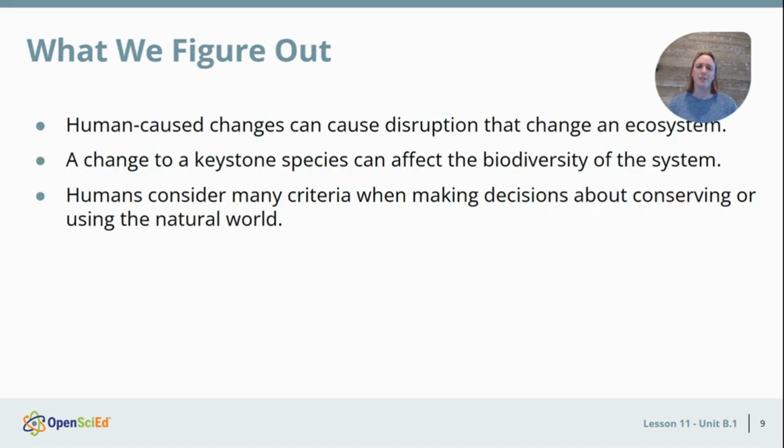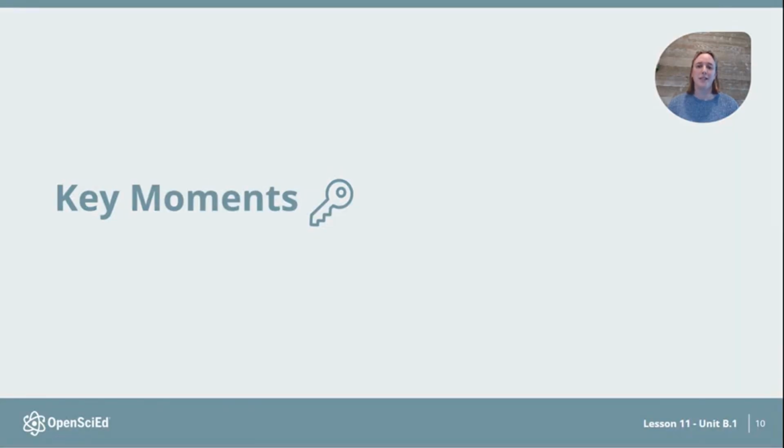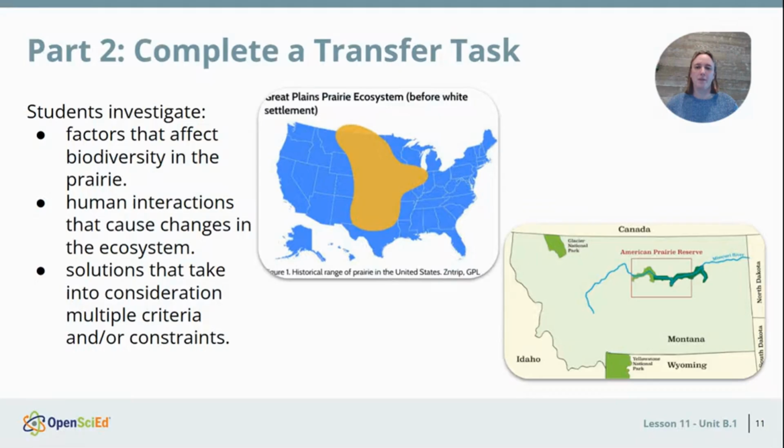We figure out a few things while completing our transfer task. Human-caused changes can cause disruptions that change an ecosystem. A change in a keystone species can affect the biodiversity of that system. And humans consider many criteria when making decisions about conserving or using the natural world. Let's take a look at the key moments of Lesson 11.